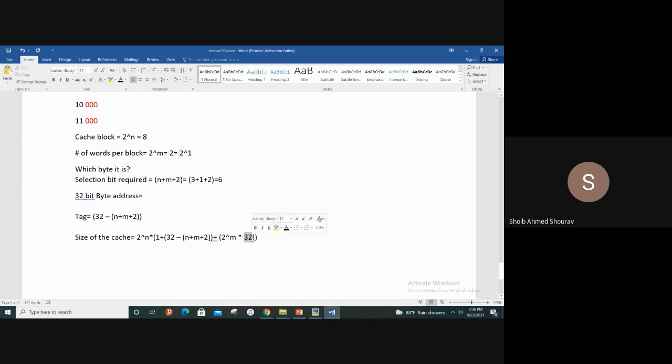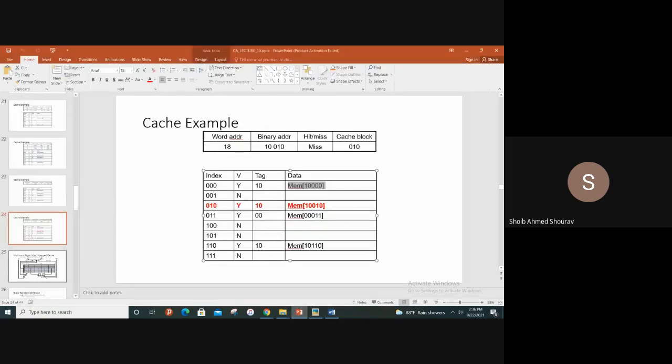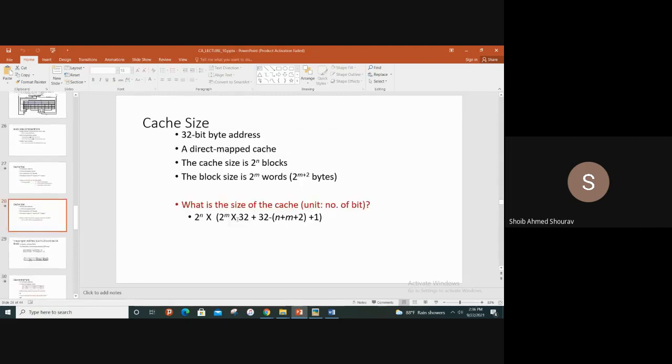Formula, let me show you. This 32 is represented as 8 into 4. 8 into 4 in this formula, let me show you. So 2 to the power m into 32, 32 minus n plus m plus 2. So this is data, this is tag, this is valid bit multiplied with number of blocks in the cache. And if the number of blocks and number of words are given, we can find out n and m value as well to find out the total size of the cache in unit of bit as well, right?